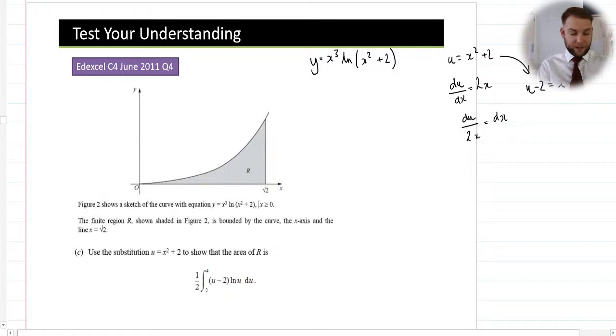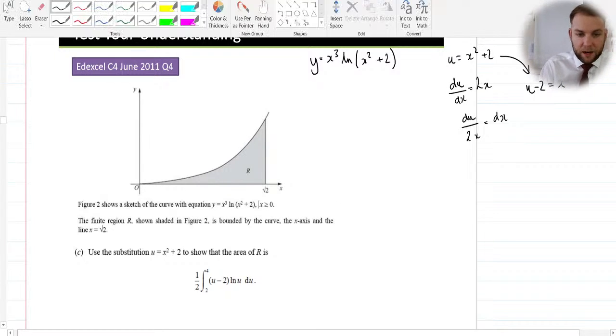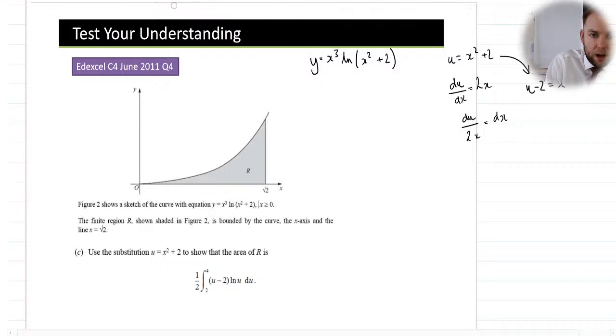Now notice that our limits here are in terms of x, and actually we want these limits in terms of u. So we need to substitute these into our substitution.